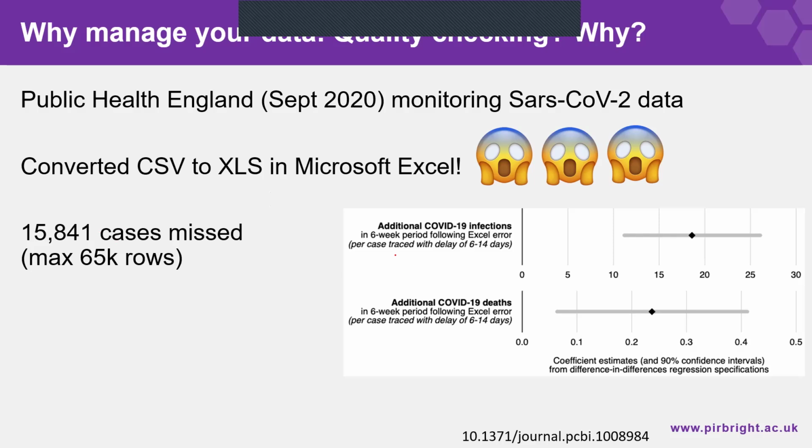A consequence of this is that it may have led to additional COVID infections in the 6-week period afterwards. So you see that there was a clear positive effect, and this led to more deaths, about 0.24 additional deaths per case, due to this lack of awareness about how to check the quality of the data. If they had data quality checking mechanisms in place, I'm sure this error would have been found or at least minimized wherever possible.